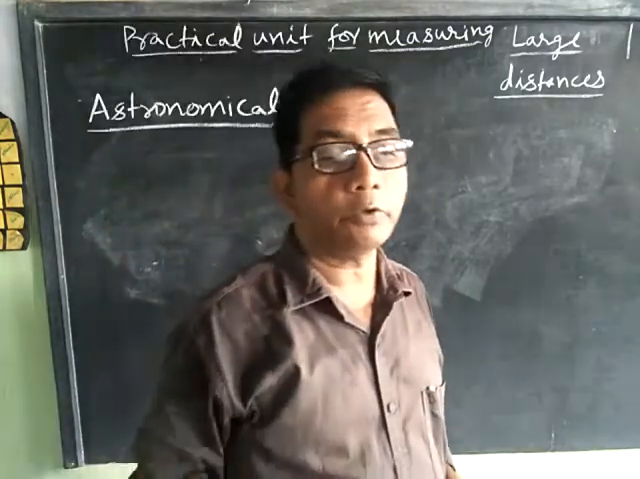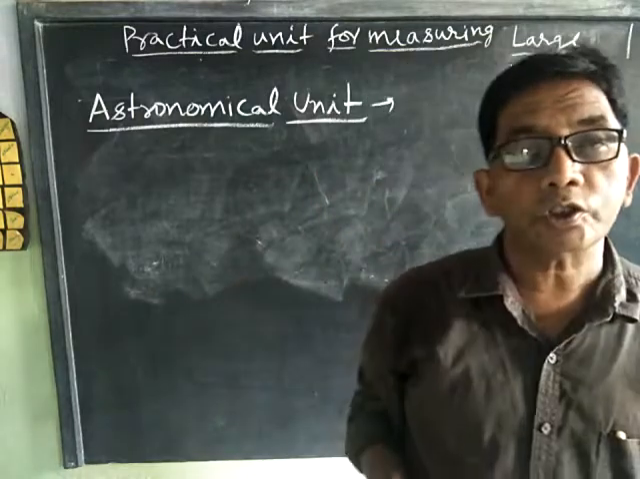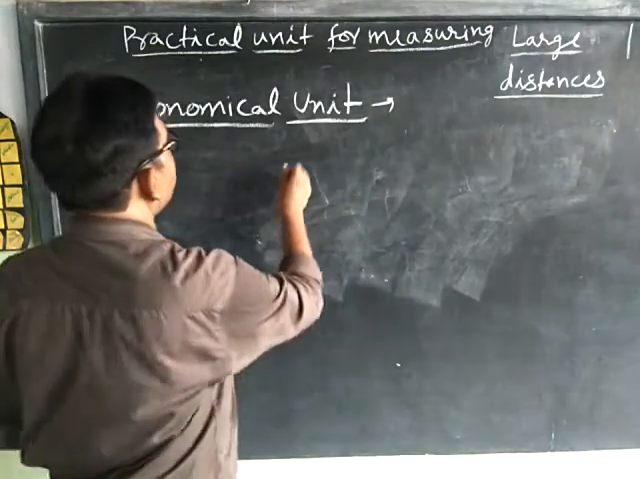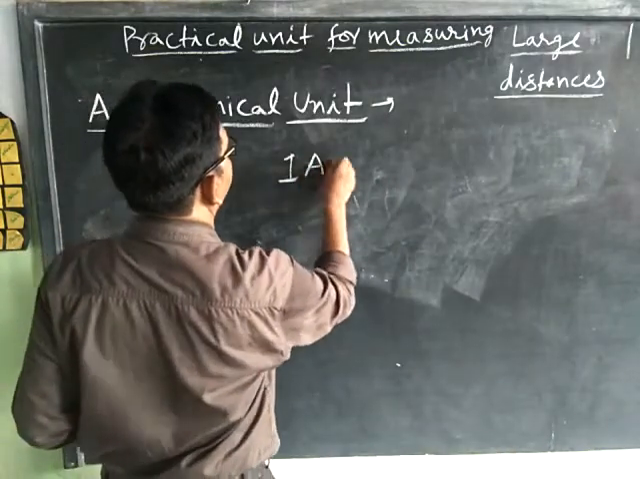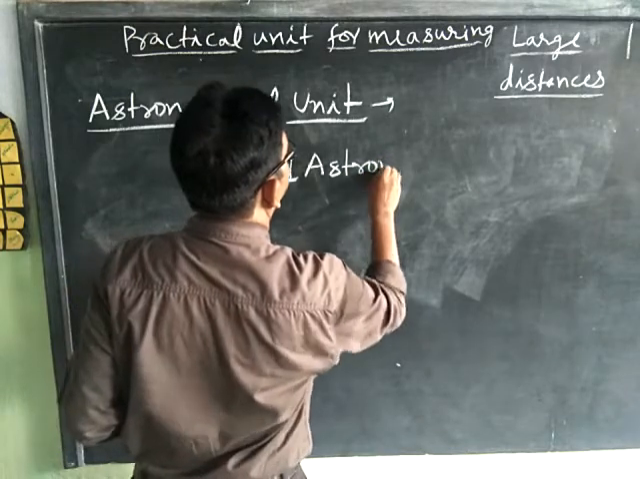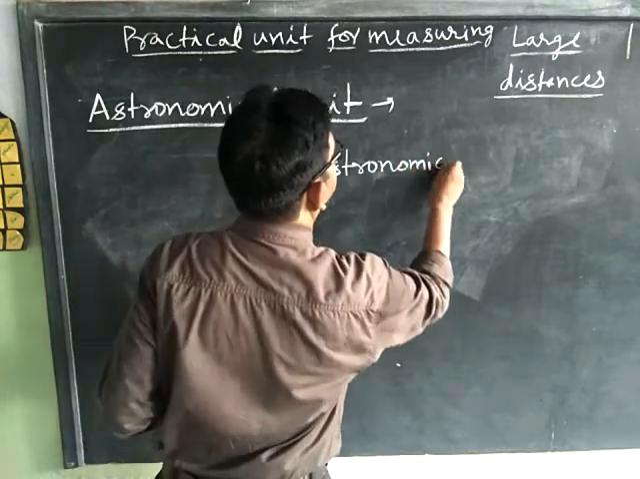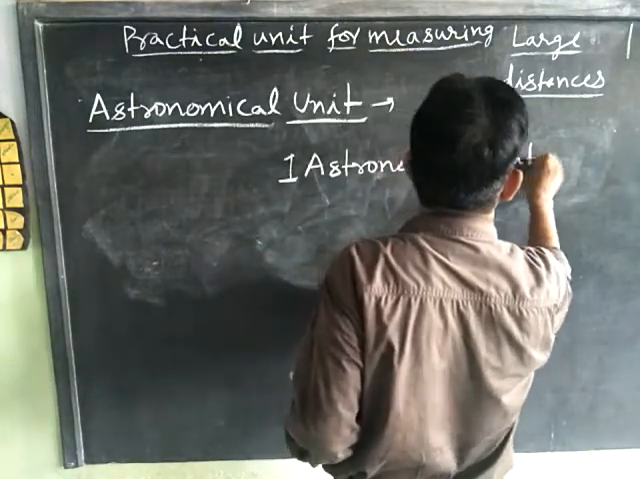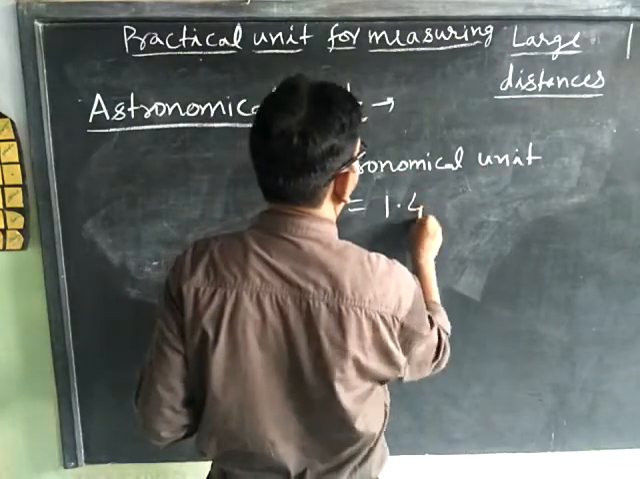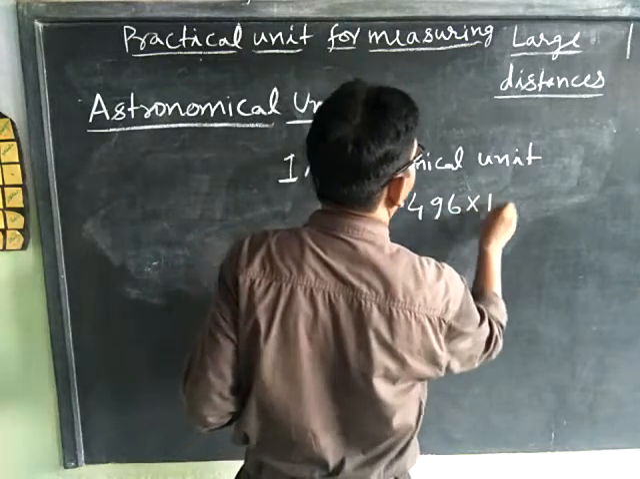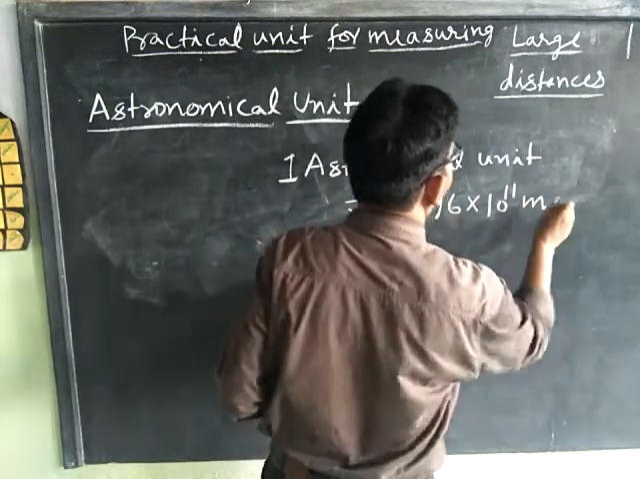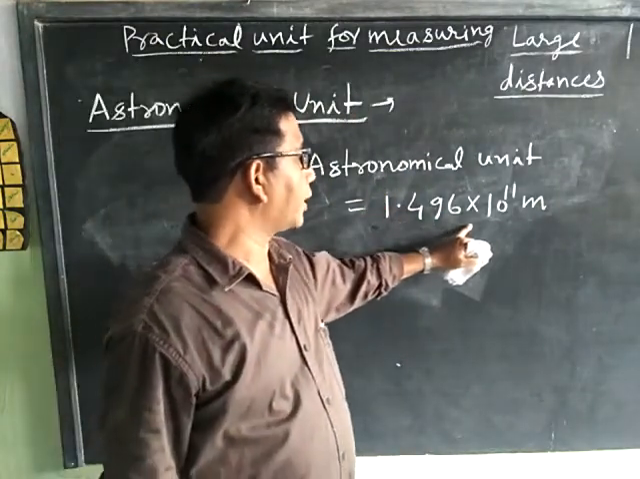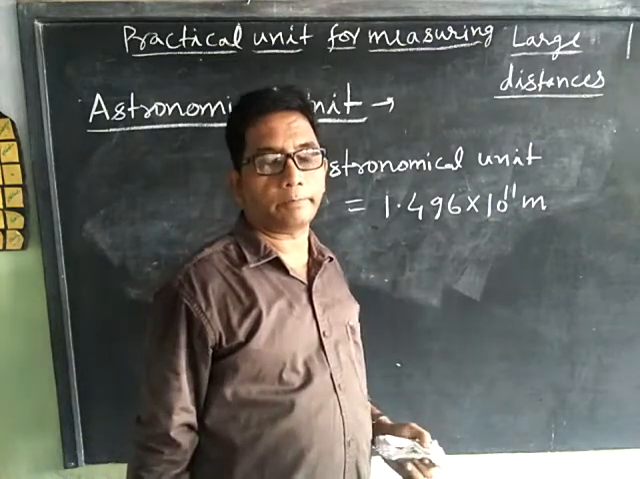For which purpose do we use the astronomical unit? It is used to measure distances of the planets. One astronomical unit is equal to 1.496 × 10^11 meters.